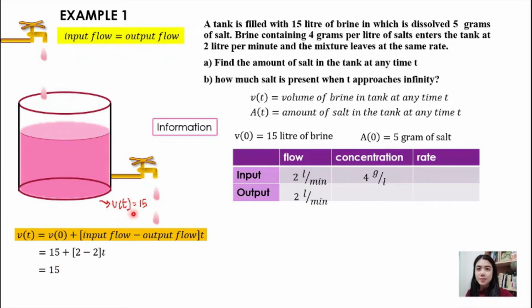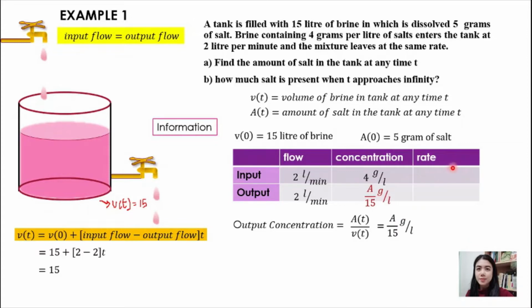Okay, once we have identified our V(t), the next thing you have to figure out is the output concentration. How are we going to know it? We're going to identify it through a formula. The formula for output concentration is A(t) divided by V(t). But we do not know what A is at this time, so let's just put A only. For V(t), we know it is 15. So we have A divided by 15. This is your output concentration, and it uses the same unit as the input concentration, that is gram per liter. So let's fill in the blank here.